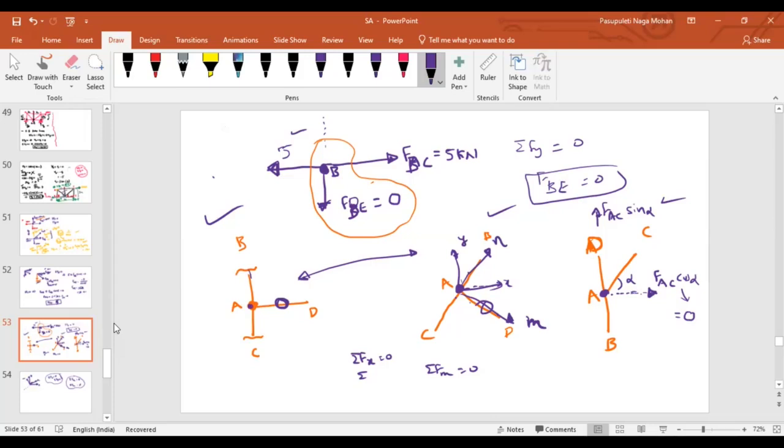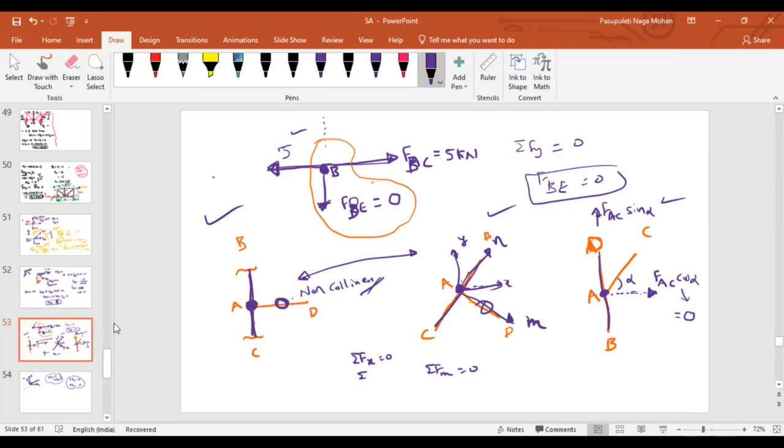See here, AB is also a common collinear point. Here these are collinear, here these are collinear, and here also these are collinear. If two members are collinear, and there is no force acting at joint A, then the force in the non-collinear member, AD, will be equal to 0. Clear?